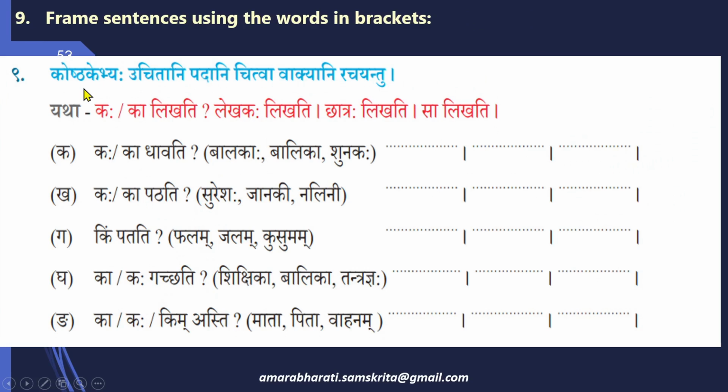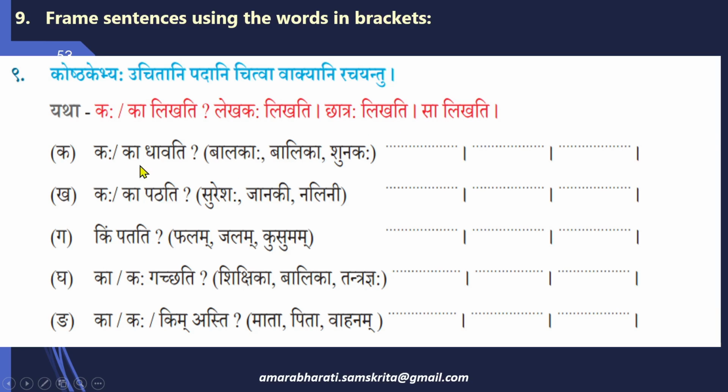Next question. Koshthakebhyah uchitani padani chitva vakyani rachayantu. Frame sentences using the words in brackets. For example, they have given the example. Kaha ka likhati. Lekhakaha likhati. Kaha, ka is who in masculine and feminine, singular. Lekhakaha likhati means the writer writes. Chhatraha likhati means the student writes. Sa likhati means she writes.